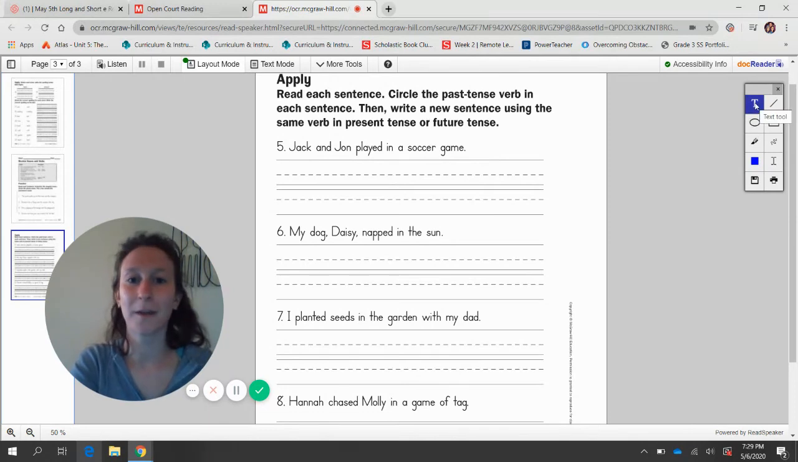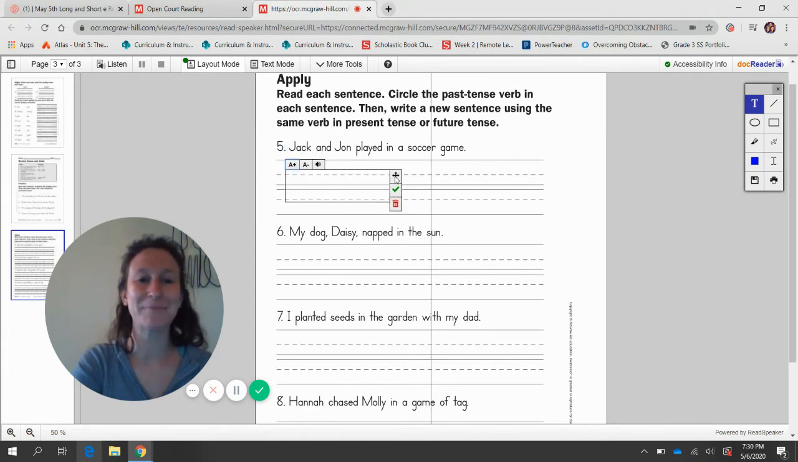So I found this cool thing that you can do. Actually, you can make a box. So I'm actually going to be able to type it for you. So it'll be a little bit easier to see, okay? All right, question 5. Jack and John played in a soccer game. Well, where's your action? What are they doing? They played, right? Because that ED. So you're going to circle played. And now we're going to make it into a future tense sentence or in the present, happening right now.